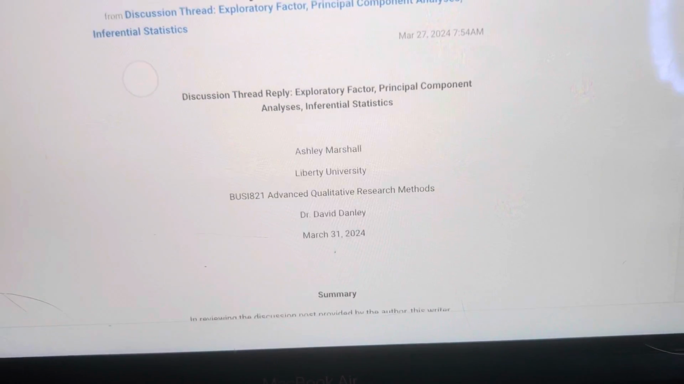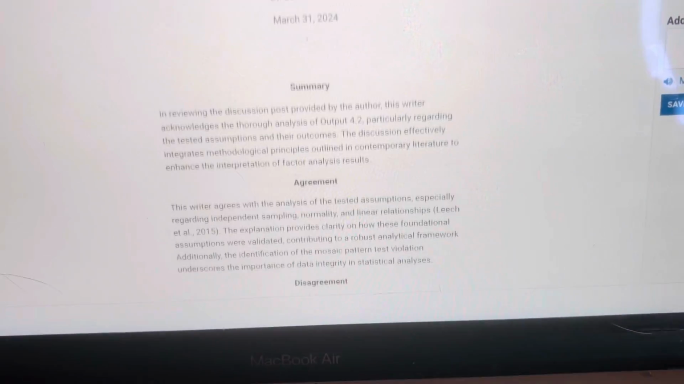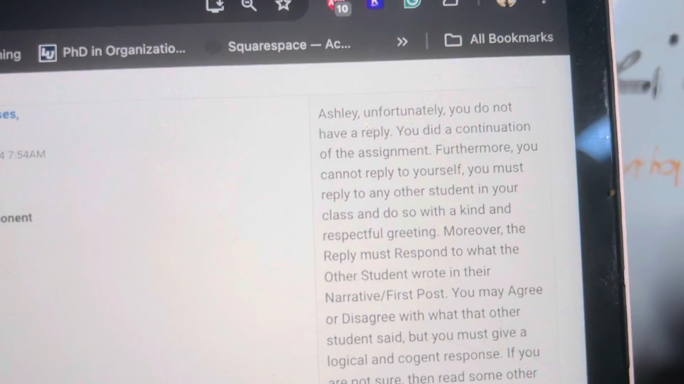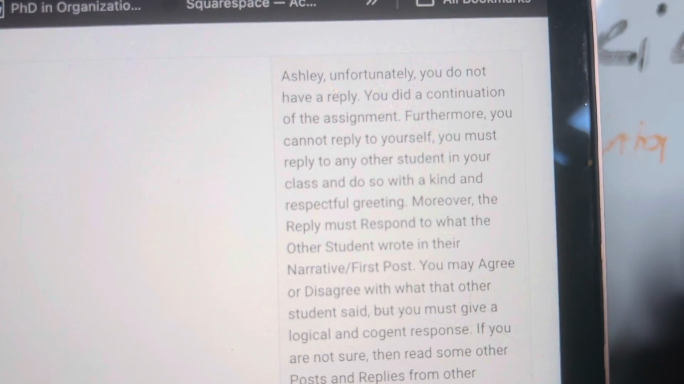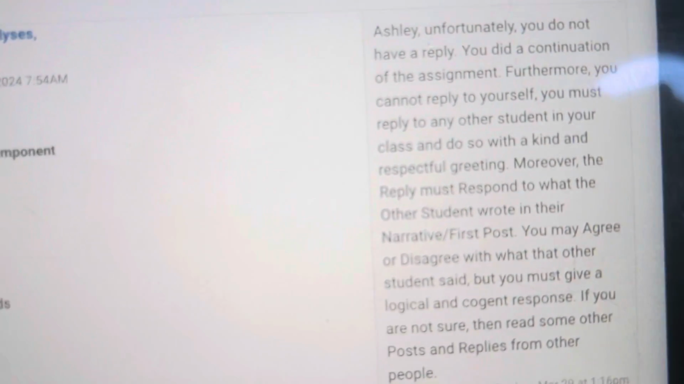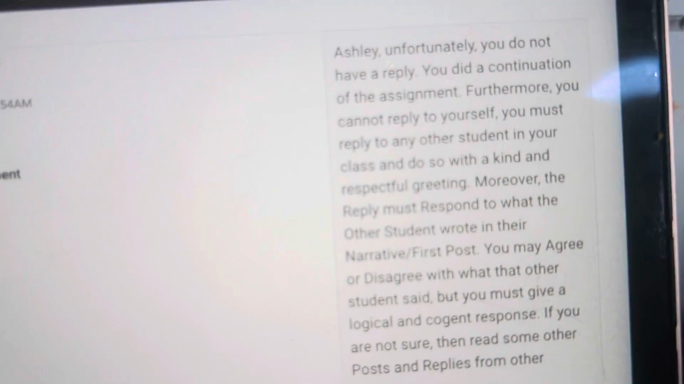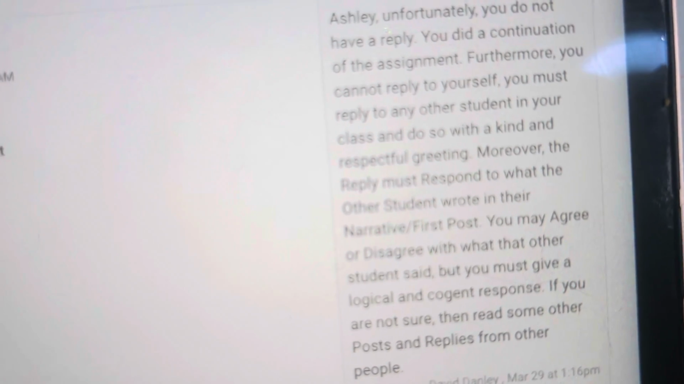References. Now this one, a little over an hour later, you see it says reply. These were the specific instructions for the reply, and I met the word count and everything. Going back to his instructions, it says, furthermore, you cannot reply to yourself. You must reply to another student in your class and do so with a kind and respectful greeting. The rubric never says I must do a greeting. It just says, answer these questions.